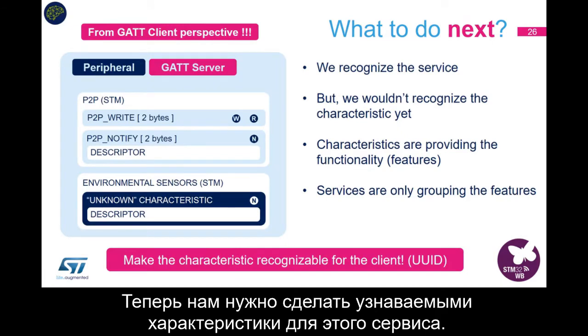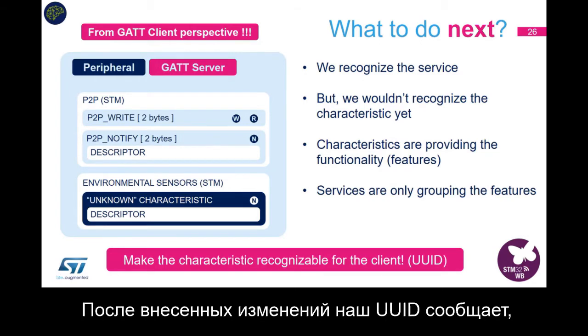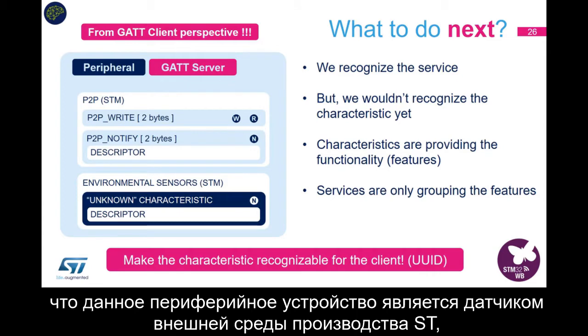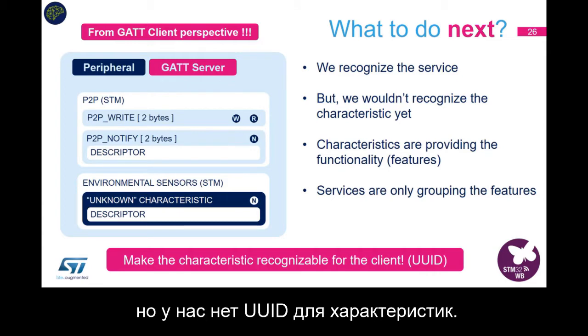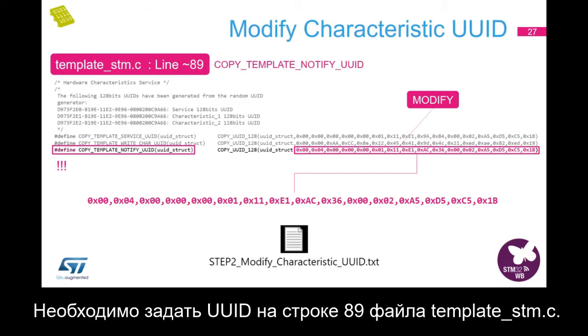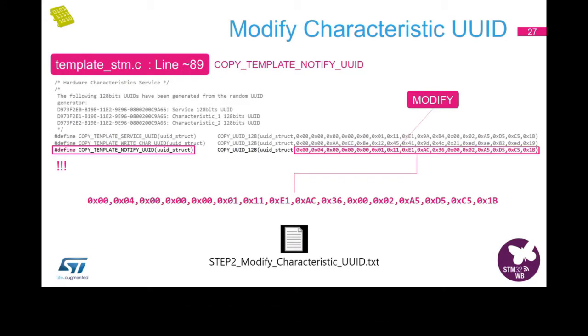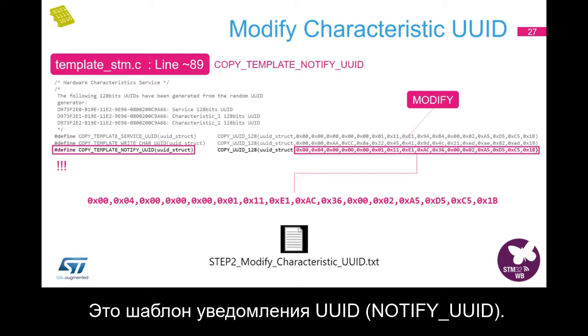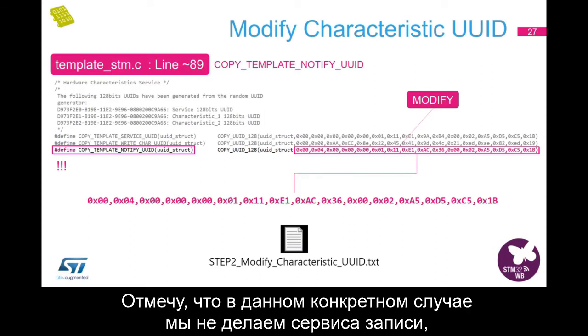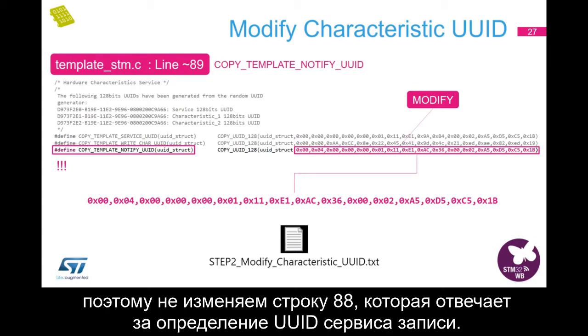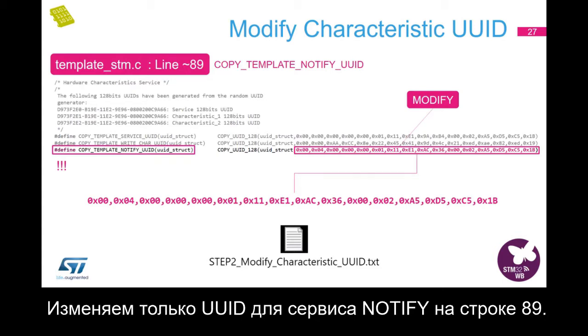And now we need to make the characteristic for that service recognizable. Our UUID is now telling us it's an environmental sensor from STM, but we don't have a characteristic UUID. So we now need to add the UUID for our characteristic, and this is line 89, the template notifier UUID. In this particular service, we're not doing a write, so we're not using line 88 and not doing a write UUID. We're only doing a notify, so it's only line 89 we now need to add.